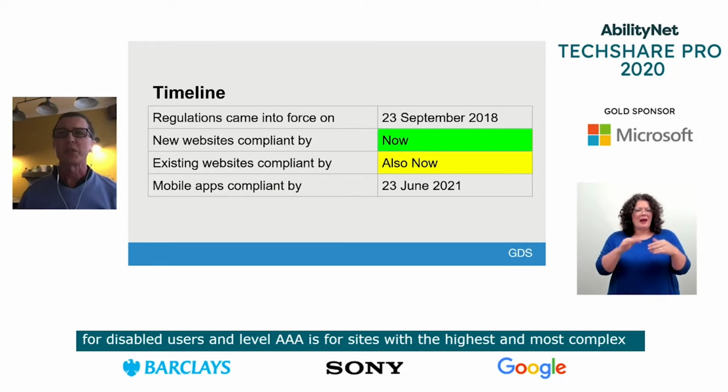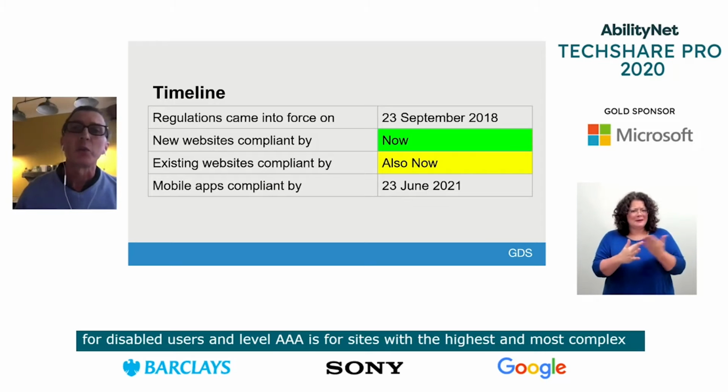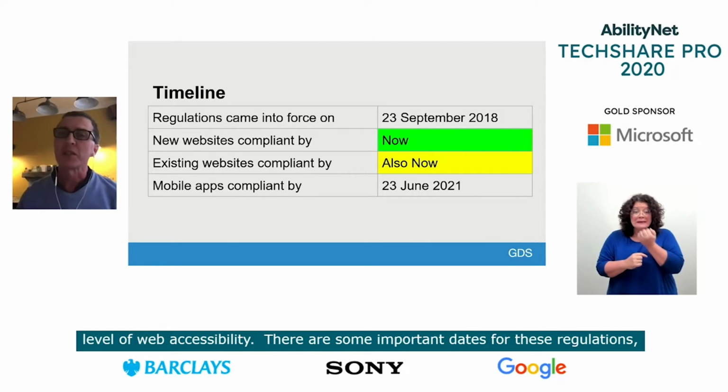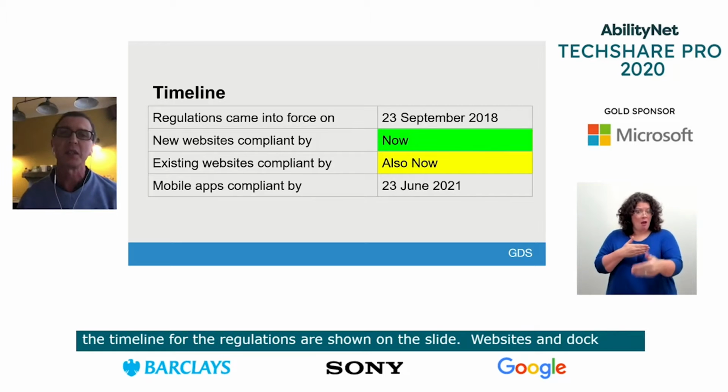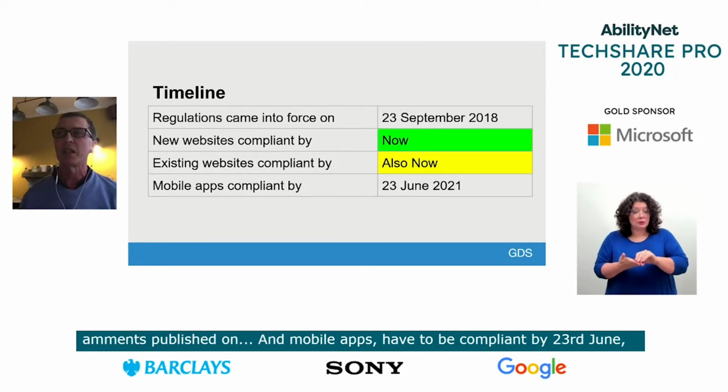There are some important dates for these regulations. The timeline is shown on the slide. Websites and documents published on or after 23rd of September 2018 had to be compliant by September 2019. Existing websites and documents published before September 23rd, 2018 had to be compliant by September 2020, and mobile apps have to be compliant by 23rd of June 2021. So in other words, all existing and new websites need to be compliant from now.